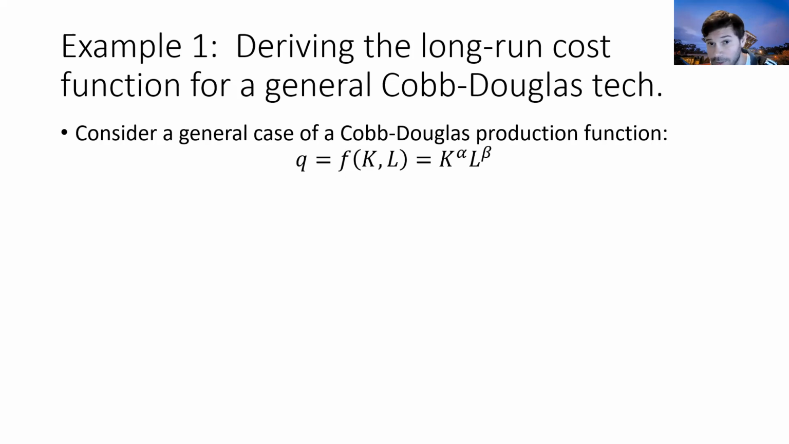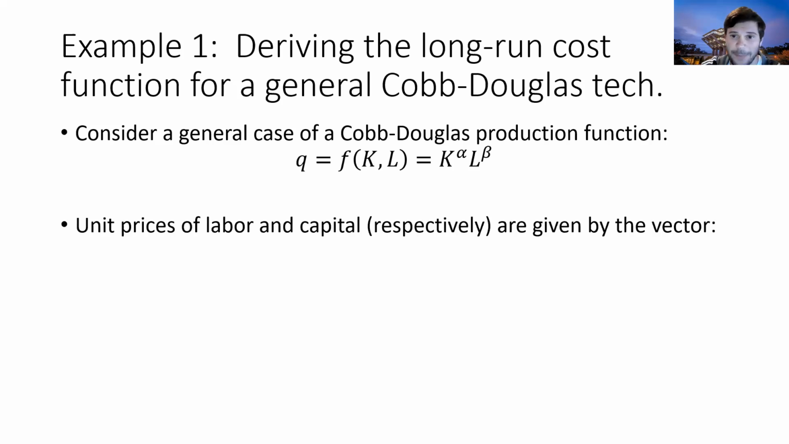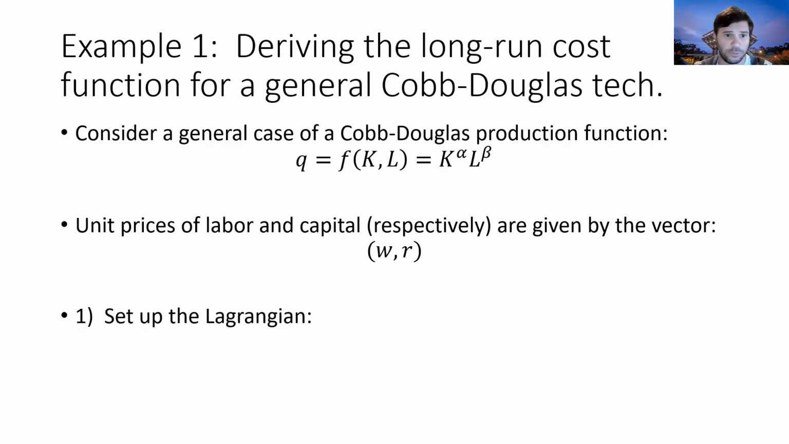Once we have those input demands, it's just a matter of plugging them into the expression for the total expenditure on those inputs. So let's assume very generally here that the prices of capital and labor are constant, and they're just given by the vector (W, R), right? W for the wage, R for the rental rate on capital. And what we want to do then is write out our optimization problem, and I will do this mathematically using the full Lagrange technique here.